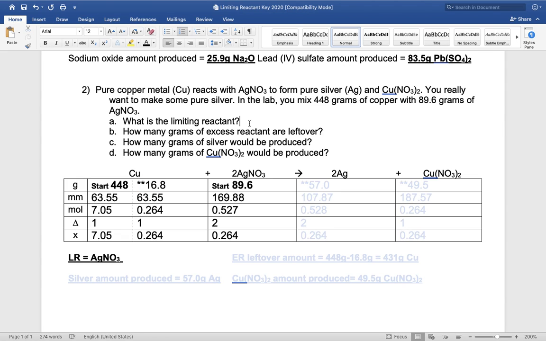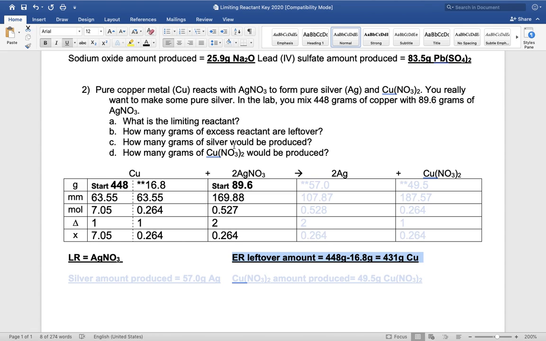The question is how much is left over? So I have to do another calculation outside the table. I need to take 448 minus 16.8. And that will give me the final answer that 431 grams of copper are left over. That is sig fig correct, by the way, if you go back to your rules for subtraction.